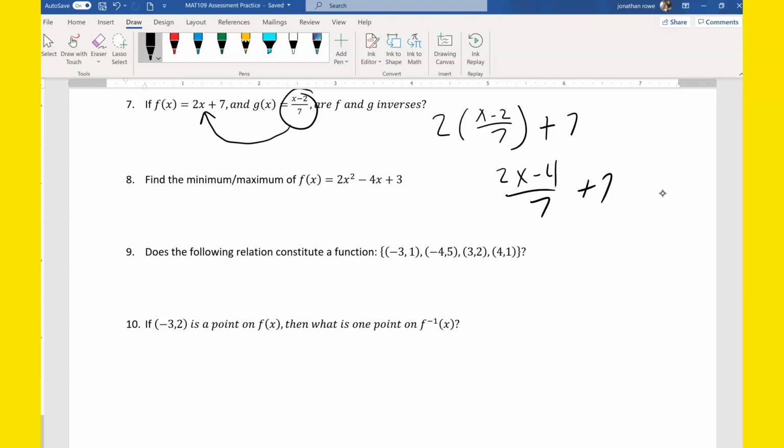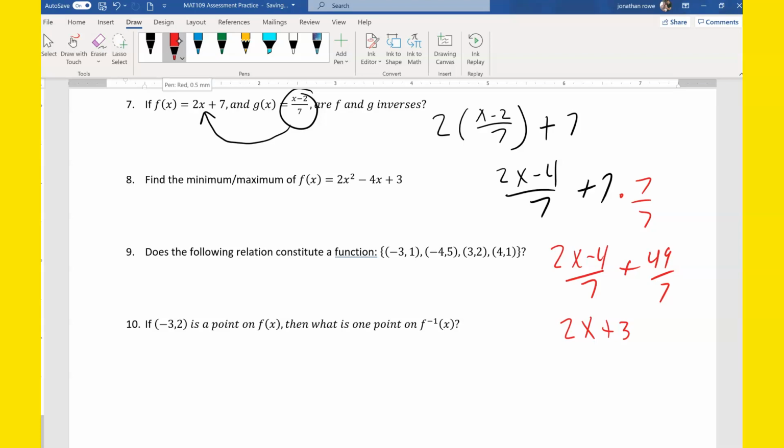I will get a common denominator by multiplying this by 7 over 7, so that makes that be 2x minus 4 over 7 plus 49 over 7. So combine like terms, 2x, negative 4 plus 49, that's plus 45, sorry, 45 over 7, and that's all I can do. That's the only simplification I can make.